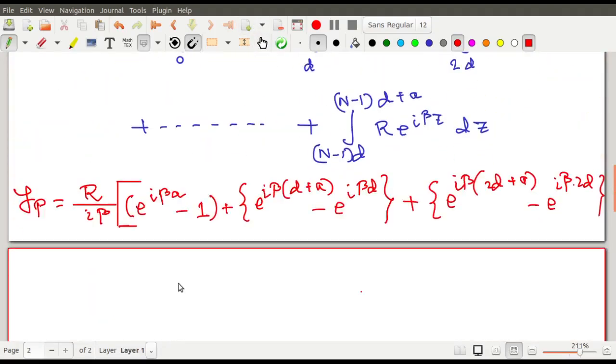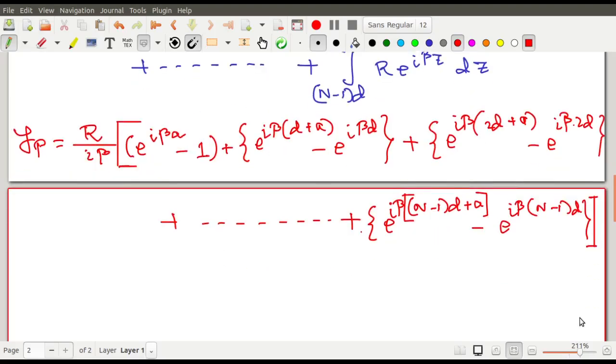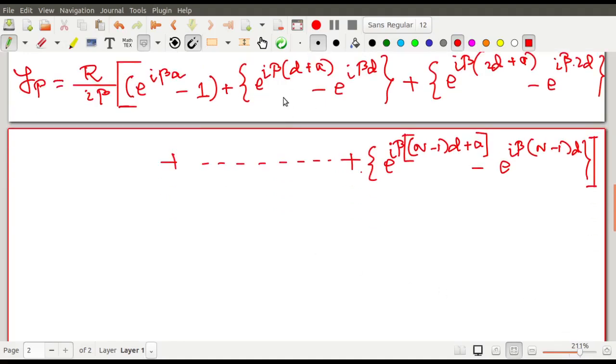এবার nth টার্মটা আমরা এখানে লিখছি প্লাস ডট ডট ডট ডট প্লাস nth টার্ম e to the power I beta n minus 1 d. ওরে বাবা, এটা তো আবার এর মধ্যে ব্র্যাকেট, তার মধ্যে আবার ব্র্যাকেট, and then minus e to the power I beta n minus 1 d. So curly bracket close, square bracket close, right? So হয়ে গেল। আচ্ছা, এবার let me simplify this further.